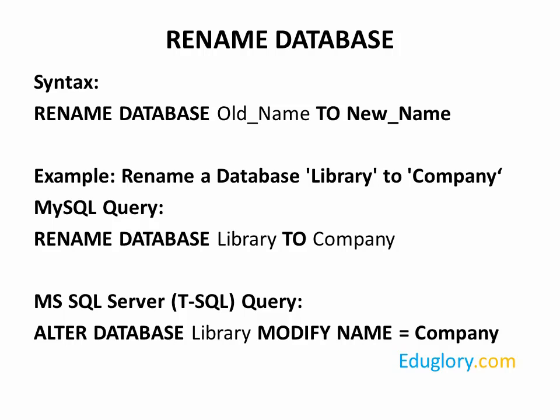For example, if you need to rename the database library to company, the SQL query would be rename database library to company. This SQL statement is used for MySQL database, but the Transact-SQL query for renaming the database would be alter database library modify name equals to company.